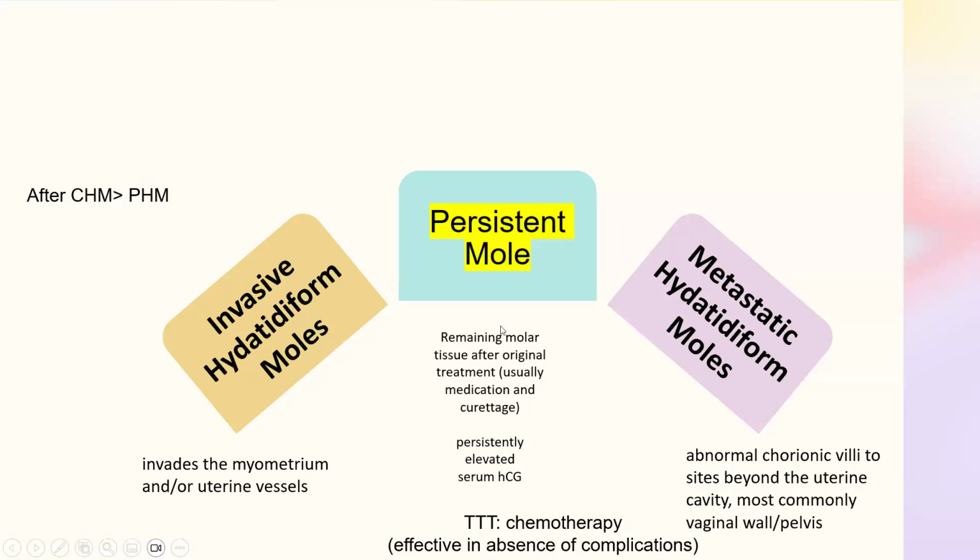So what's a persistent mole? That's remaining molar tissue after original treatment, whether medication or curettage, with persistently elevated HCG, due to one cause of which either an invasive mole, and by invasive mole I mean that the mole is invading the myometrium or the uterine vessels, or it's metastatic. Maybe the chorionic villi have reached areas beyond the uterine cavity, most commonly the vaginal wall or the pelvis, for example. These are both called persistent mole, and they are treated by chemotherapy.